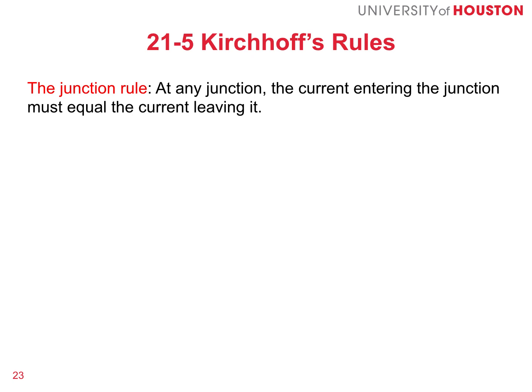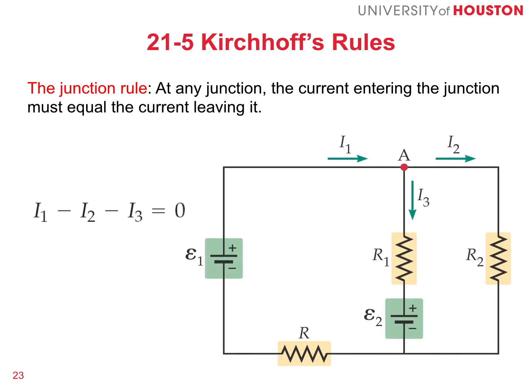We have an example in this circuit on the bottom right where current I1 goes into point A, and then this splits off into I2 and I3. I1 will therefore equal I2 plus I3, which you can rearrange to say I1 minus I2 minus I3 has to equal 0.